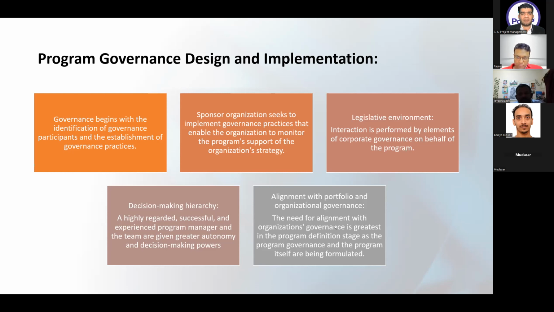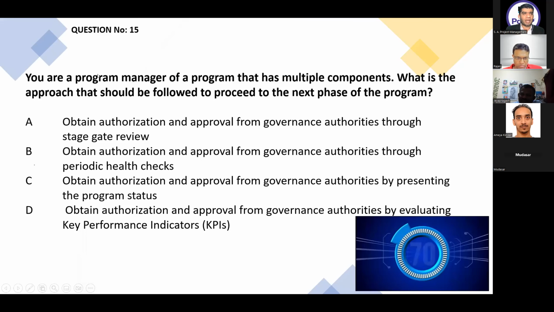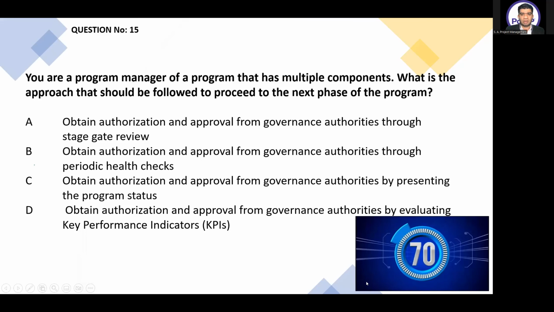The need for alignment with the organizational governance is greatest in the program definition stage, as the program governance and the program itself are being formulated. So in the beginning, we have to make sure everything is aligned with the organization level, and we need the highest degree of control in the beginning. Same as you discussed, the different stages of team formation. In the beginning, you have to make sure everything is going on. You have to apply a lot of governance, control, and monitoring throughout the program lifecycle also, but it is more in the program formulation phase. So this covers your complete program governance topic, and we will solve two questions and then we close.